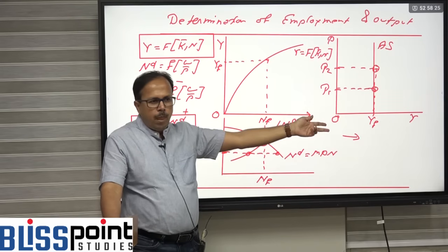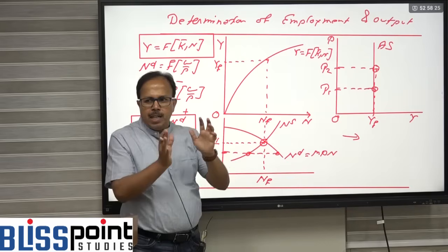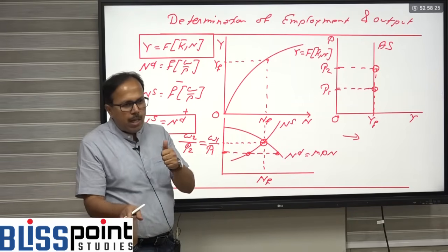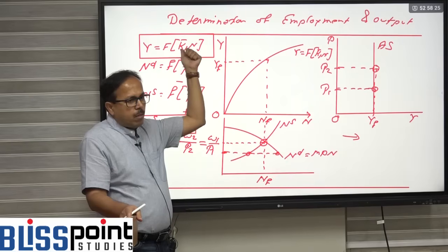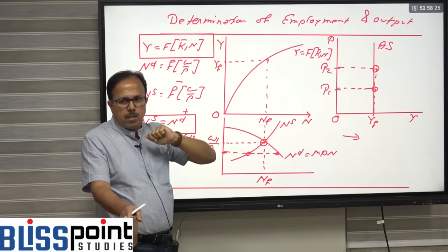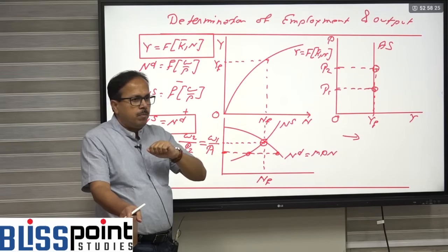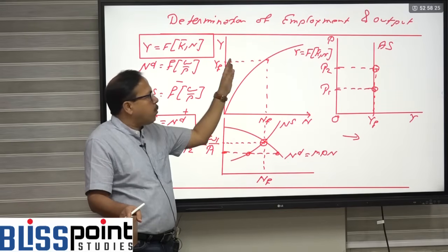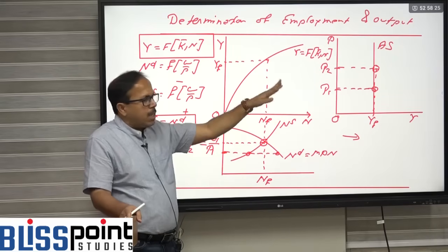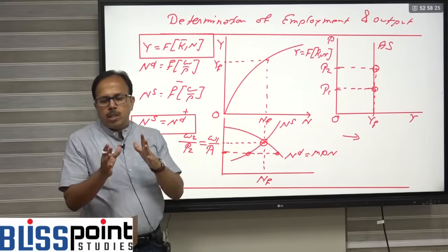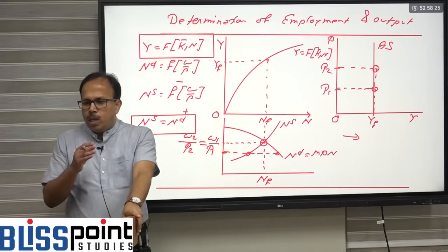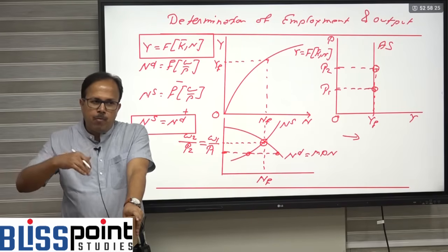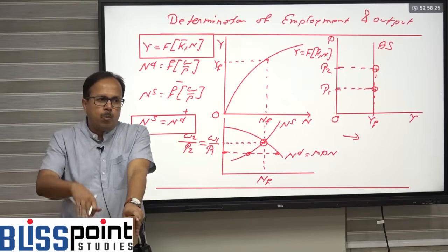Yes, it can, because the entire AS has been derived based upon some assumptions. Assumption number 1 is that capital is fixed, technology is fixed. So if capital or technology changes, then the function will shift. As the function shifts, the same labor can produce more output, and the AS will also shift. So chapter number 3 explains what the factors are that affect the output, and at the same time it also explains what the factors are that will not affect the output.